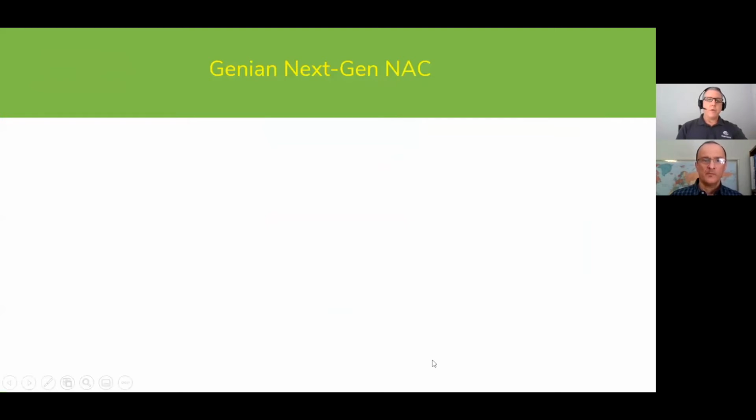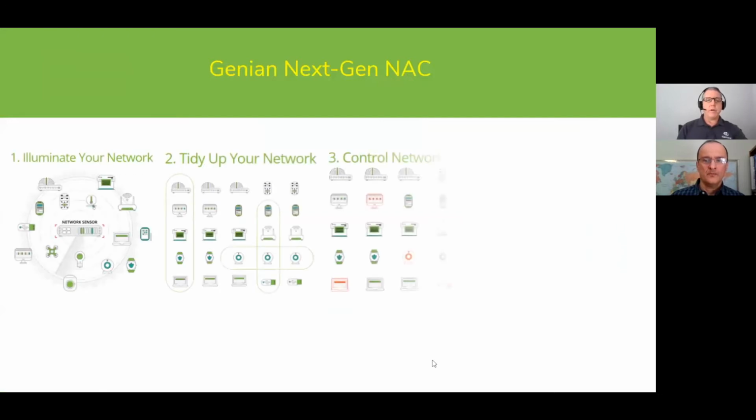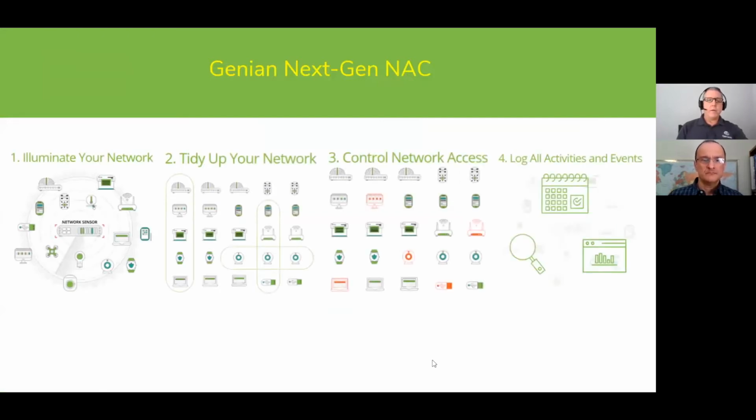So we know a little bit about the company now. Let's talk about the Genian Next-Gen NAC product. Really, what the typical deployment looks like with Genian NAC is these four phases. The first phase is one of the most important phases, which is to discover what's on your network.